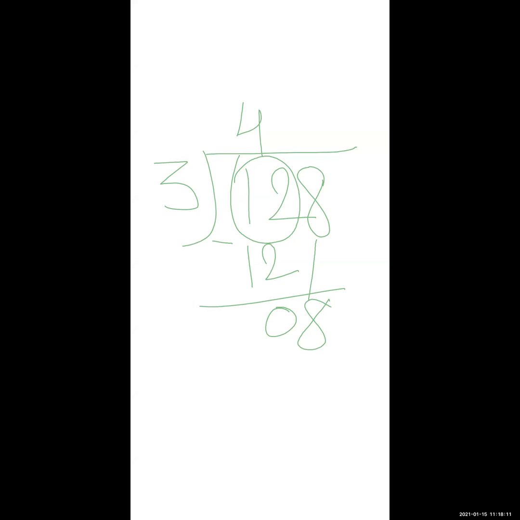3 2s are 6. Very good. 8 minus 6, that is 2. We want to do the subtraction. Okay. Clear? Now solving is over.